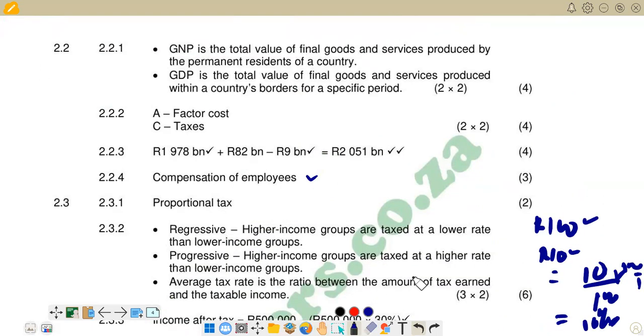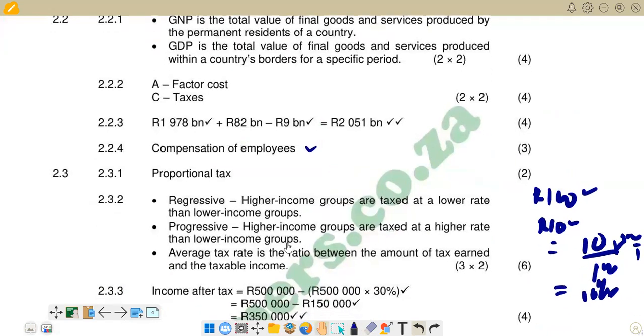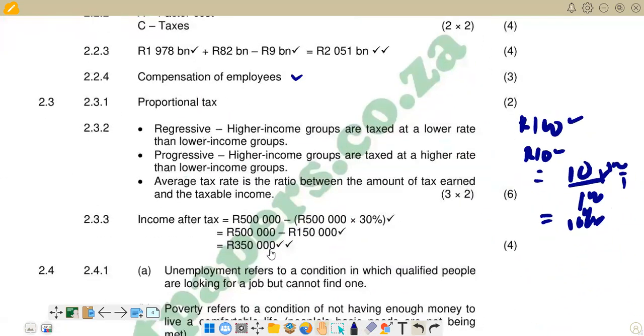Right, so our calculation is summarized there. This is the calculation of the after tax amount. They've subtracted the taxable amount minus the tax amount, which is 150,000. Then our answer is 350,000 rands there. Then we go to the next question.